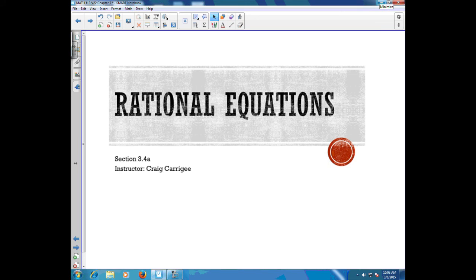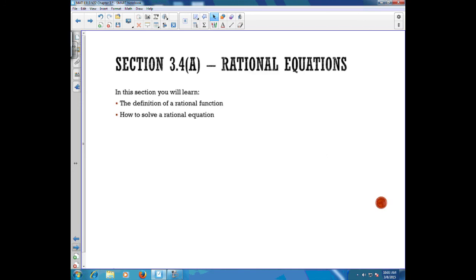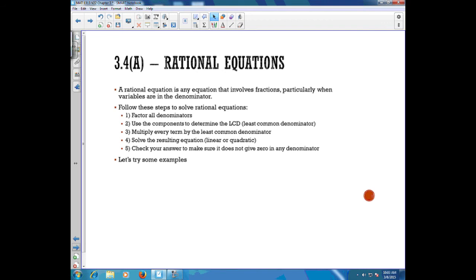Today we're going to talk about rational equations and solving rational equations. In this section, you're going to learn the definition of a rational function and how to solve a rational equation. So rational equations are any equation that involve fractions, particularly when variables are in the denominator.